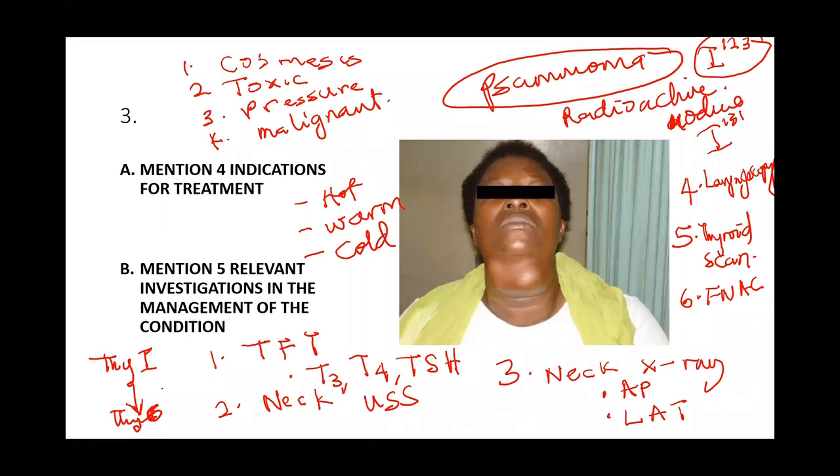And you know, there's a challenge of FNAC in differentiating follicular adenoma from follicular carcinoma. So for those, that's why it is called follicular neoplasm. Then type 4 is suspicious, type 5 is malignant, type 6 proven malignancy. So these are some relevant investigations.